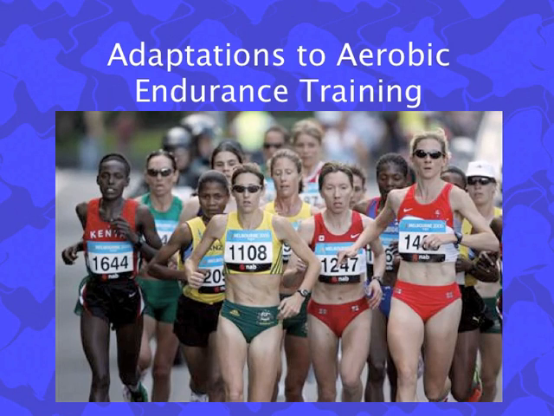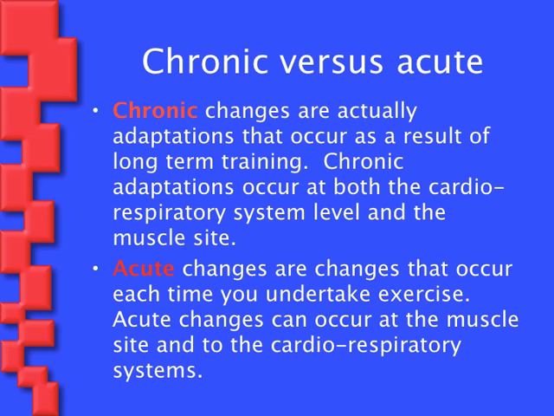We are now talking about Chapter 6 in your textbook, which looks at adaptations that occur with aerobic endurance training. And there again, we talk about chronic and acute adaptations. Acute adaptations are changes that occur with each bout of exercise, whereas chronic adaptations occur with long-term training. So as we stick to a training program, what are the changes that occur, and they are maintained throughout our training regimen.